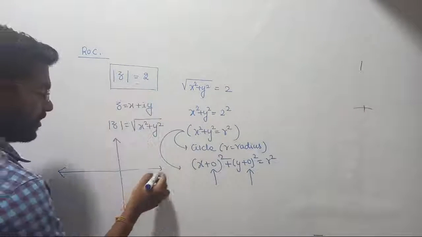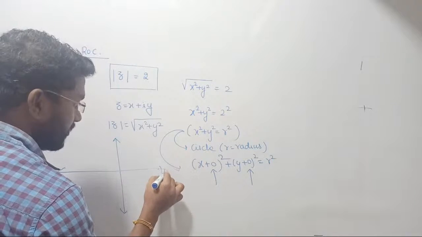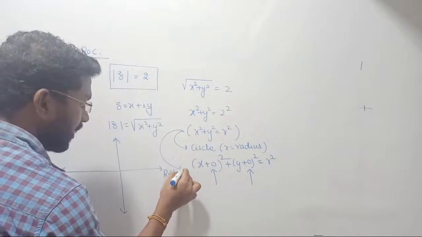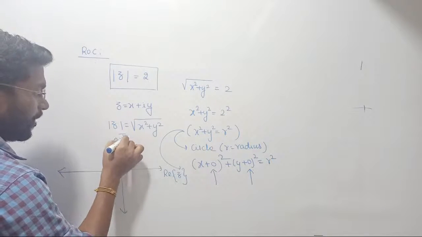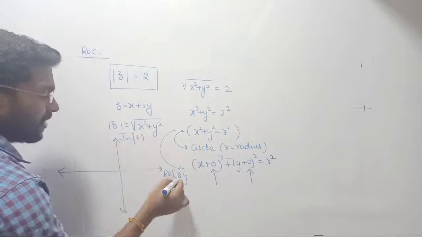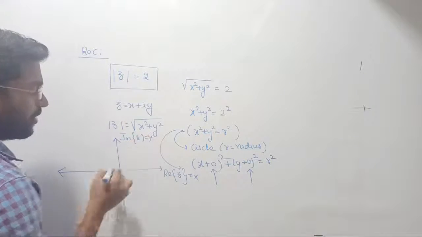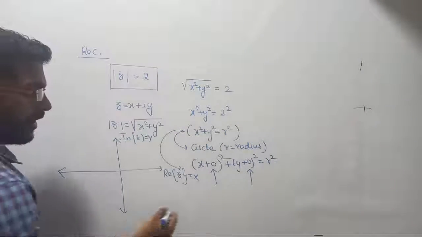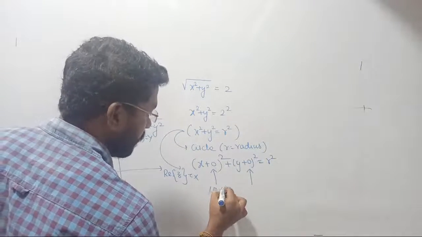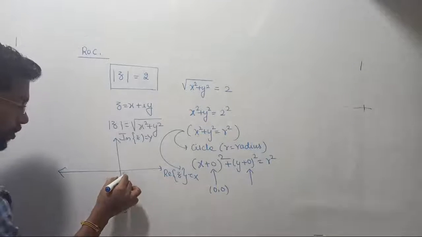Actually I have to consider like this. This is the real part of z, and this is going to be the imaginary part of z. That is called x. We all know this is going to be y. That's all. Right? Now what you do is, I have to start from the origin. The center point is 0, 0. This is the 0, 0 point exactly.